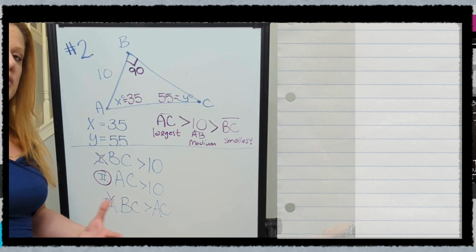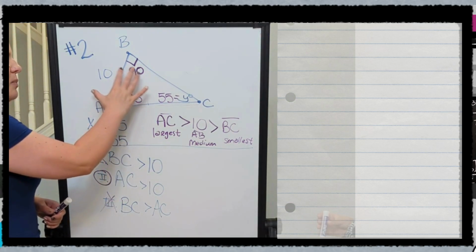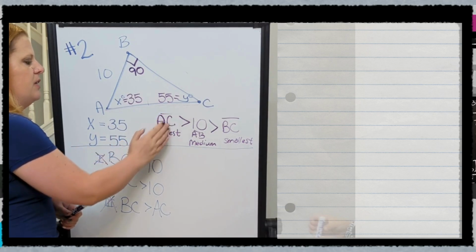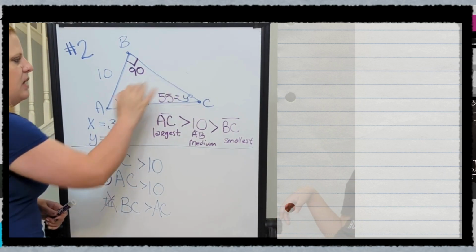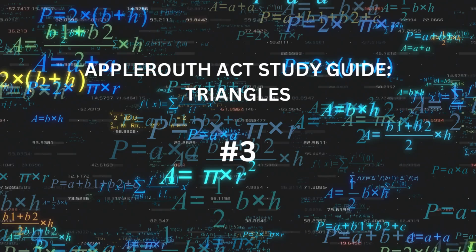But this is the process you guys should be using. Start by labeling your angles and then writing in order the lines that correspond from biggest to smallest.